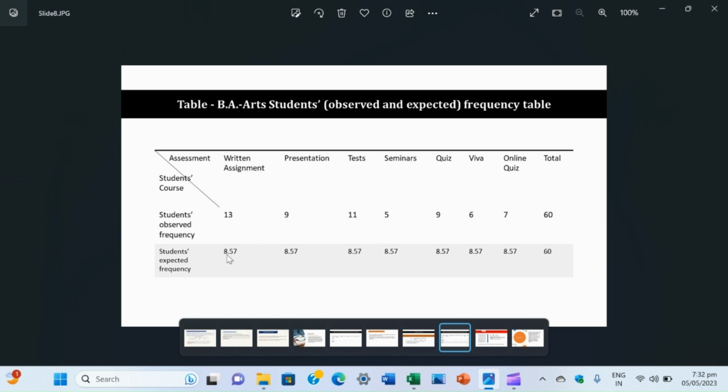And the expected frequency is counted with the help of the observed frequencies, based on equal proportion. First we take the sum of all the frequencies, which is 60, and then divide by the number of types of assessment, that is written assignment, presentation, test, seminar, quiz, viva, and online quiz, that is 7, and we find 8.57. The expected frequency for all these categories will be 8.57.